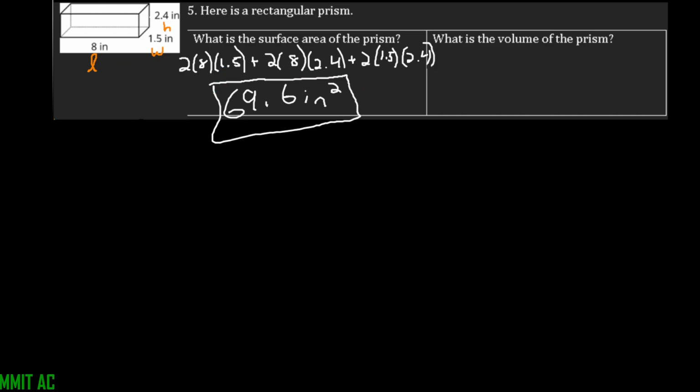And lastly, for that volume, again, remember, the volume of the prism is those 3 dimensions multiplied together. So I can say I have 8 times 1.5 times 2.4. Altogether, that volume is going to be 28.8 inches cubed.